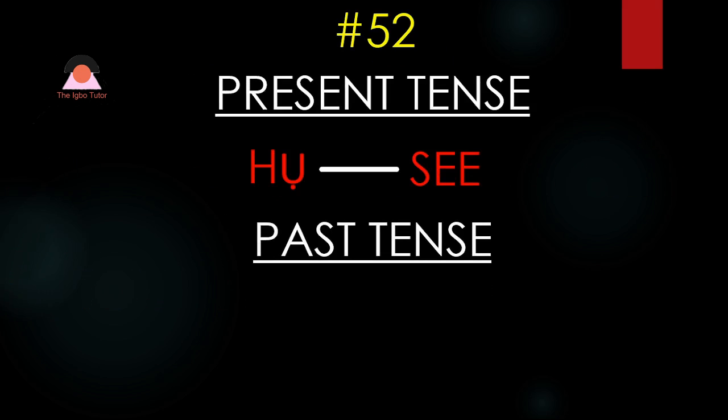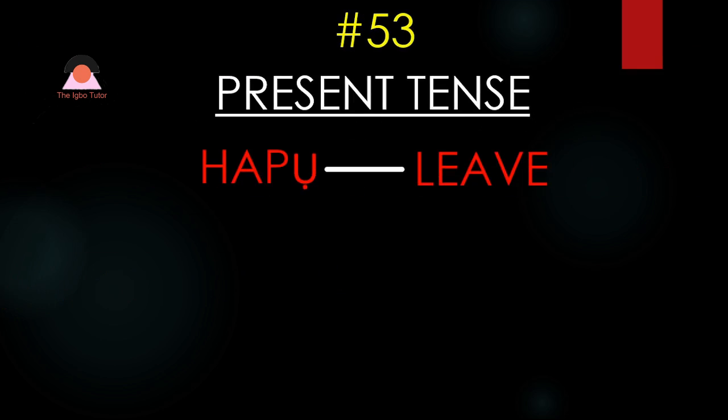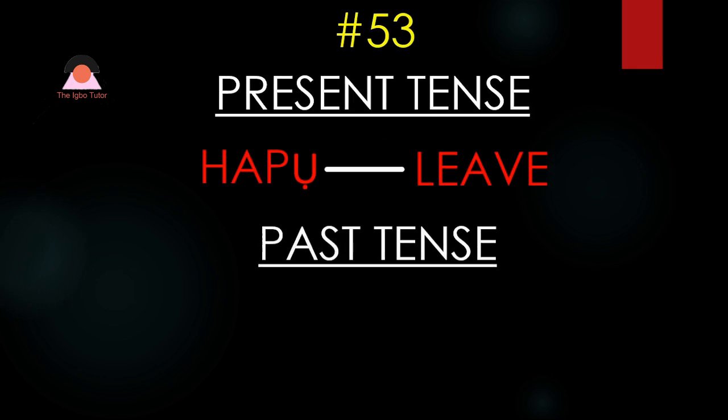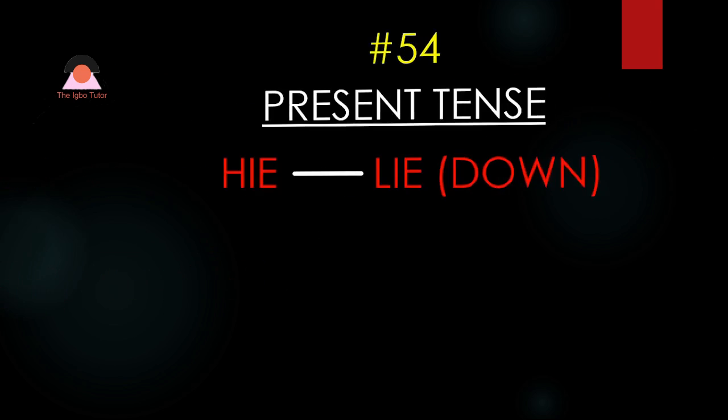Hon, see. The past tense of hon is honro. Honro, saw. Okay. Let's go to 53. The word is hapu, meaning leave. Hapu, leave. Past tense of hapu is hapuru. Hapuru, left.